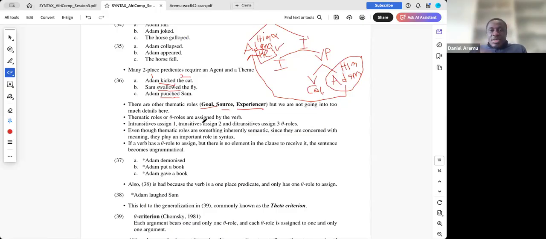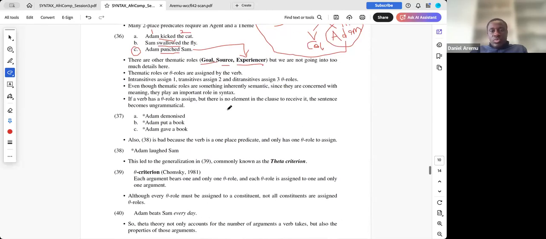So the cat can be a patient of whatever is going on, or you can also have a person. Like in this case in 36C, Adam punched Sam. Of course, Adam is the agent, we know. Sam is the theme, but Sam also can be the experiencer because he's the one experiencing what is going on here, the punching, right? There is something that I don't want to go into, but I will just put it here in case you want to search for it.